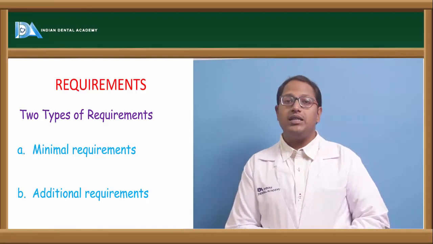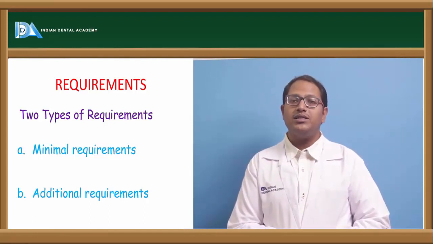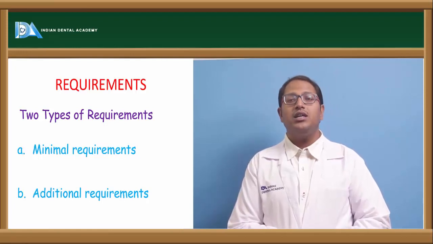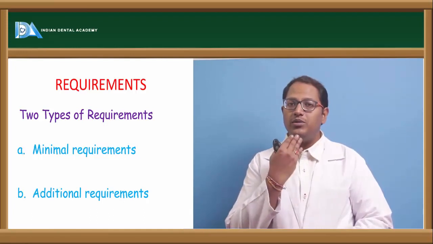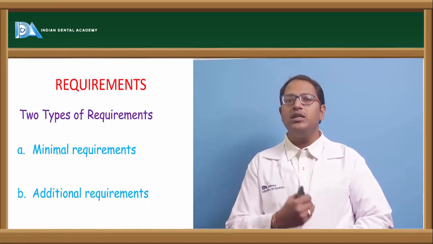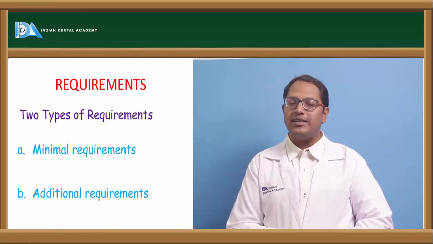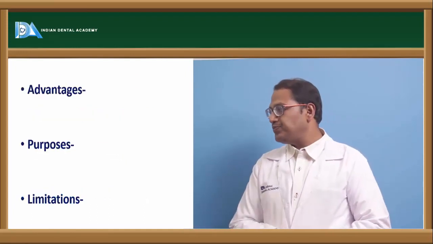The next requirements are the additional requirements. What are the additional requirements in an articulator? It should have a protrusive guidance and a lateral guidance. What does that mean? That means that it should be able to go to the right and left lateral movements that a patient can do. An articulator can simulate that kind of movements. So those are the additional requirements.